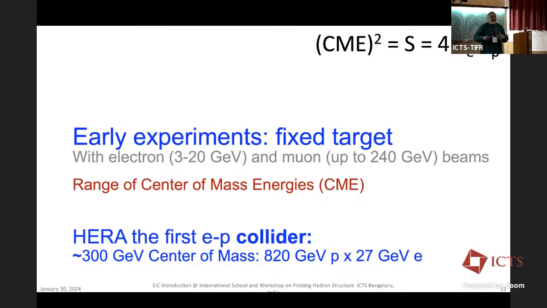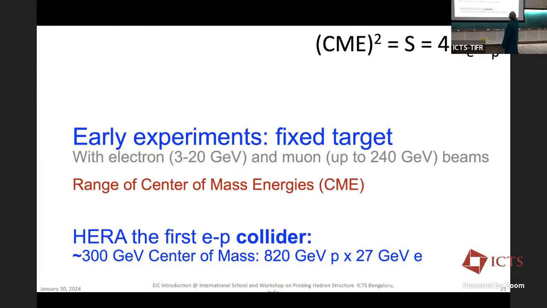Everyone knows that we have done these fixed target experiments for about 40 years, from 1960, that then allowed us to discover the quarks at SLAC, and then all the way to now, we still do muon scattering experiments at CERN. But in between there was the HERA collider. Now if you remember that center of mass energy squared s is equal to 4 E_e E_p, you can now see in the fixed target experiments with electron or muon beams up to 240 GeV or electron beams from this range, you can calculate the center of mass energy. And you'll see that they range from 1 to about 25, 29, something like this.